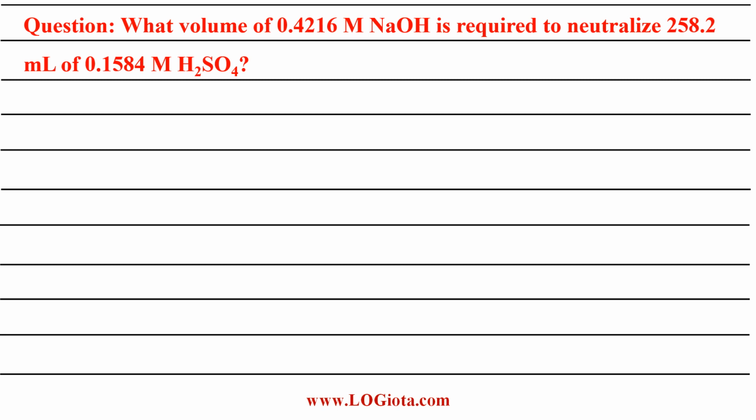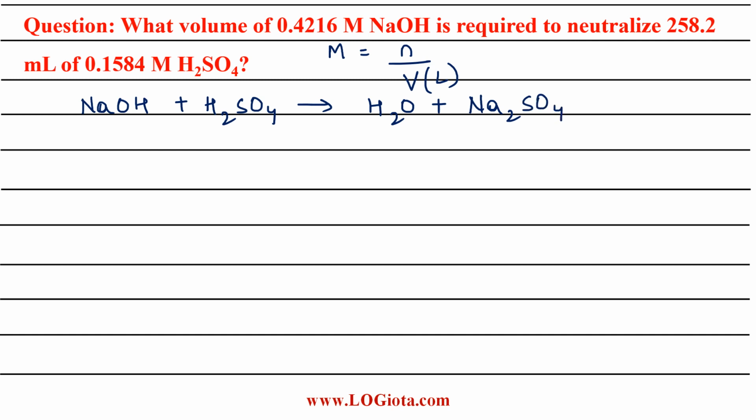So for these types of questions, we use the formula, that is, concentration is equal to number of moles upon volume in liters. So for this question, we will first write the reaction between NaOH and H2SO4. The reaction is NaOH plus H2SO4 gives water plus Na2SO4, and we need to balance this reaction. So on balancing we get 2 moles of NaOH and on the product side we get 2 moles of water.